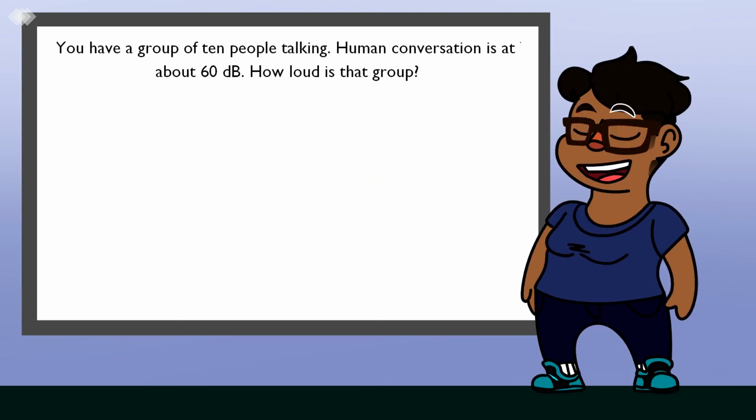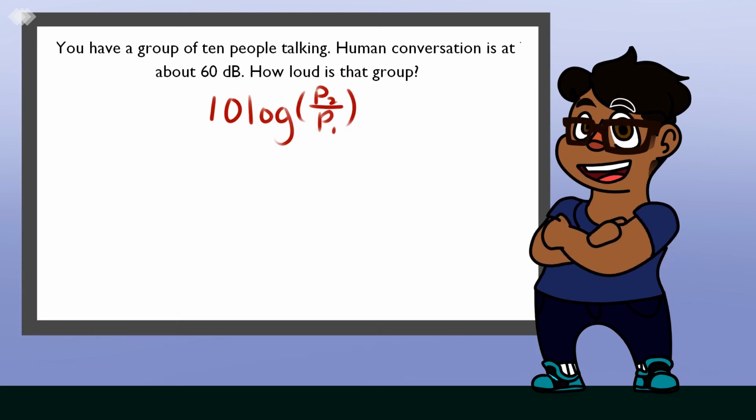Now, here is one on your own. You have a group of 10 people talking. Human conversation is at about 60 decibels. How loud is that group? Here's the equation for reference. I'll give you a minute. Pause if you need to.